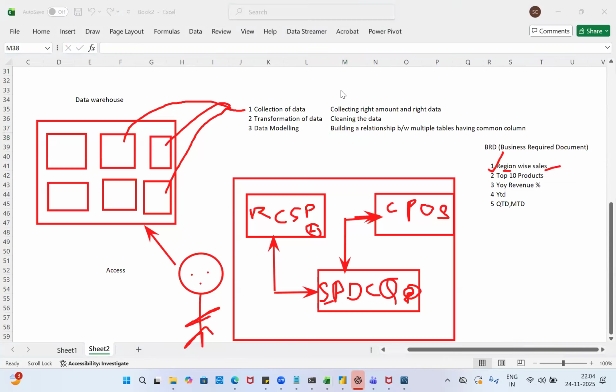Am I clear? Third point is clear. Shiva, Clement, Likita, Sarthak, yes. Yes.